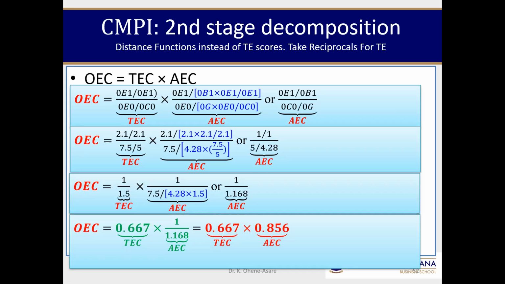So on the basis of this, and going back to the answer you gave, Dinah, you will see that the overall efficiency change is being driven by what?